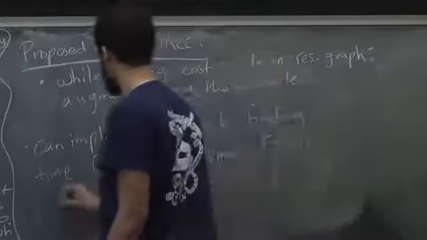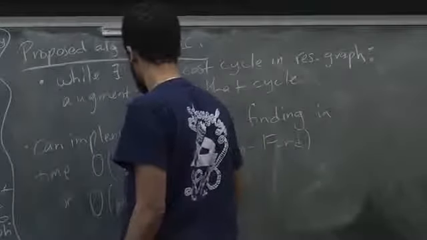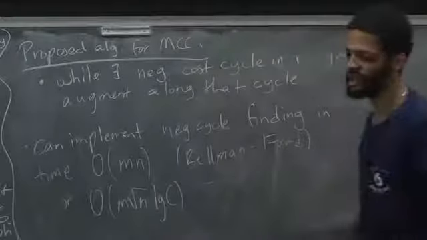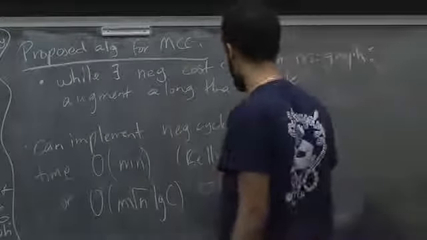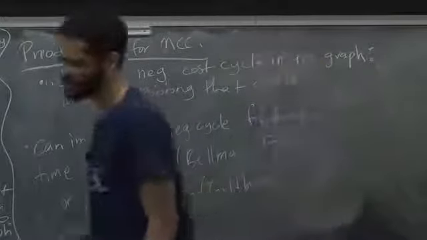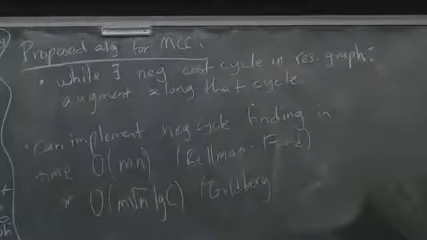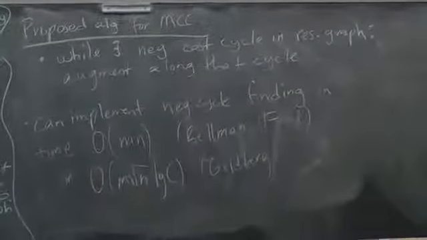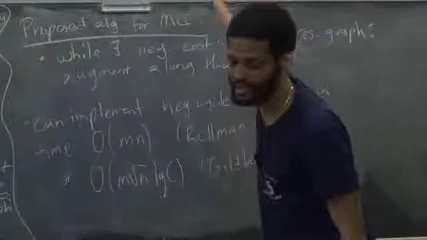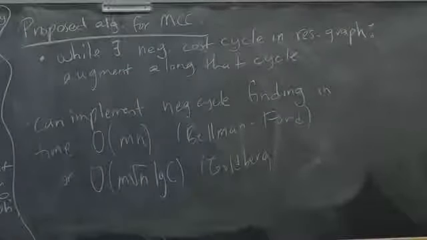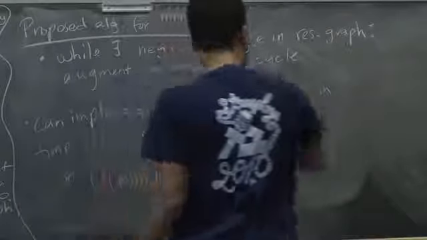You can also do it even in O of m root n log C time, essentially by some scaling algorithm. This is due to Goldberg in '95, I believe. So all the costs are between minus capital C and capital C.